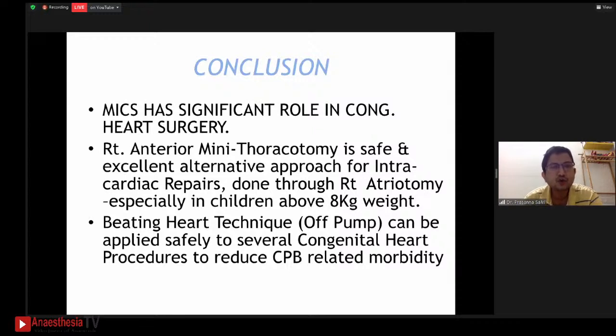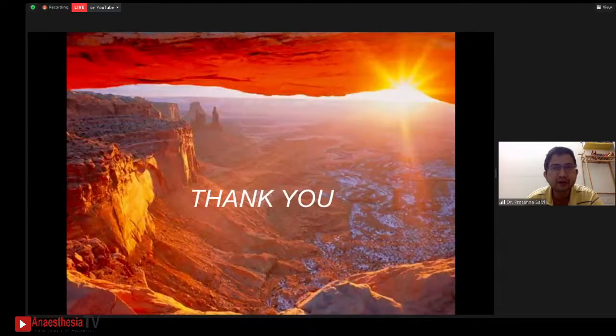So to conclude, I would say that minimally invasive cardiac surgery has a significant role in congenital heart surgery. Right anterior mini thoracotomy is a very safe and excellent alternative approach, and it can be done through a right atriotomy, especially in children above 8 kgs. And beating heart surgery, as I said, with the Hoff pump can be applied safely to several congenital heart procedures to reduce CPB-related mortality. So thank you.